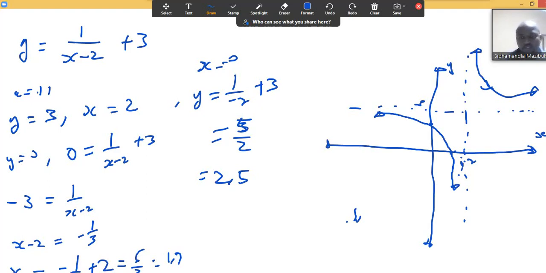So there are things to look at. You're looking at your a, you're looking at the asymptotes, and then you're looking at your intercepts. So just 3 things that you need to look at before you sketch the graph, and then your work will always be simple.